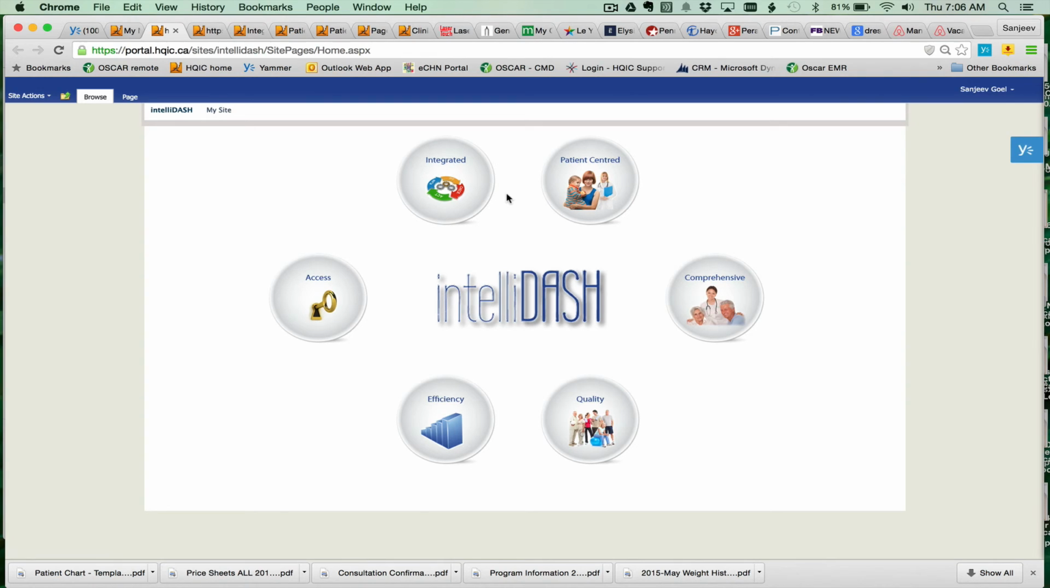So in summary, intelliDASH is a real-time reporting dashboard that's been tailored for primary care. The beauty about this is that it's being done automatically, pulling data from Oscar, and we can tailor the metrics that if you don't find them here in these six broad categories, we can tailor metrics that suit the needs of your team. Any metrics that we develop for any of our clinics, that we now have approximately 40 clinics using this platform, will be available to everyone else.